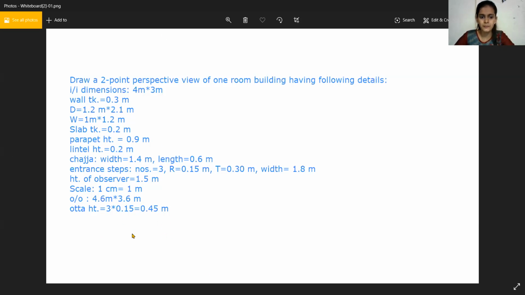Using this data, we have already drawn the perspective view like this. The highlighted red building is the whole portion from the ground level, the upper portion, the plinth level, door, window, slab, and parapet. In the slab or parapet, you can show a design, and in the door and window you can show different kinds of patterns. This way you can draw a perspective. This is all we learned in the part 1 video. Now we need to draw a chhaja, that is our part 2.